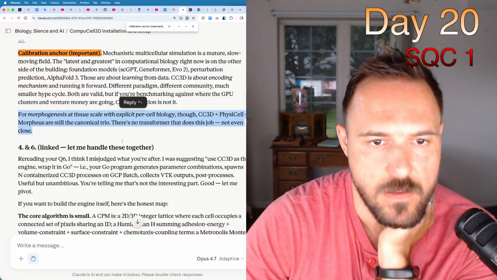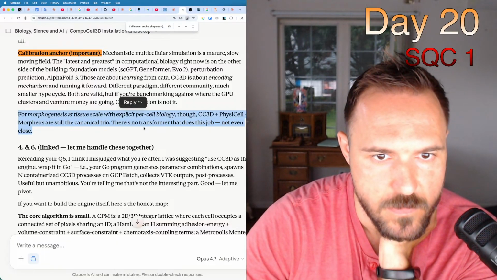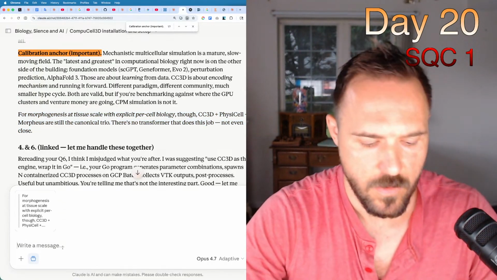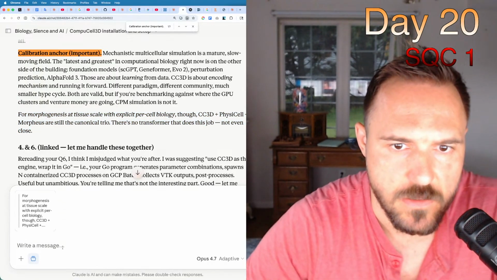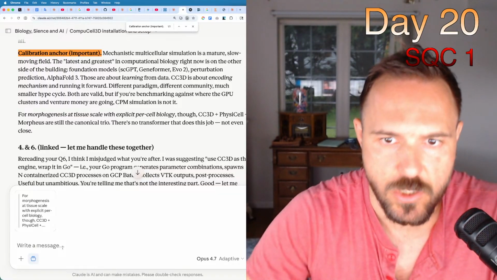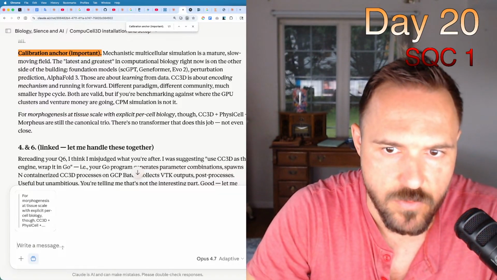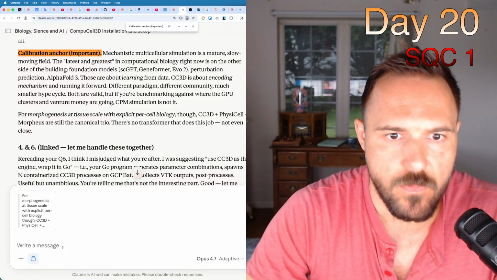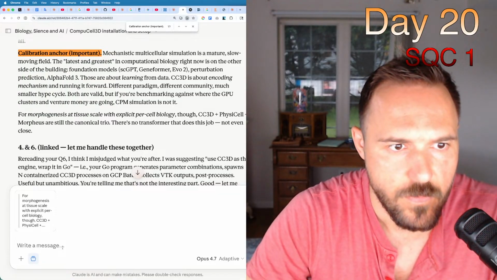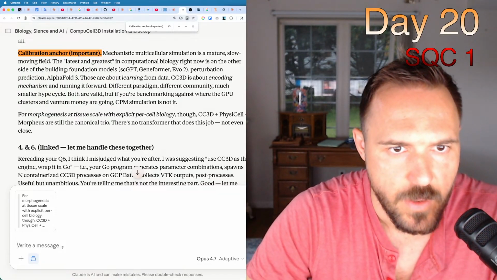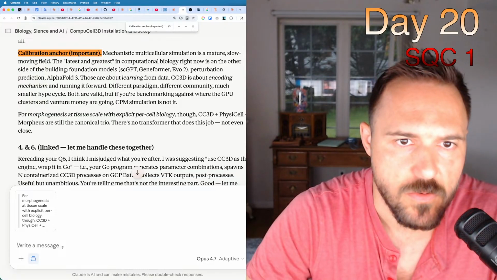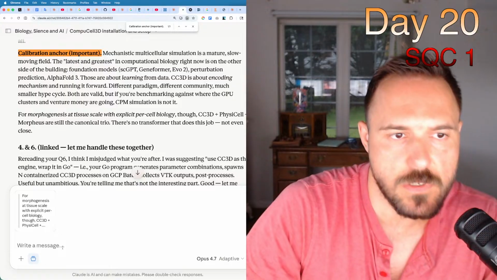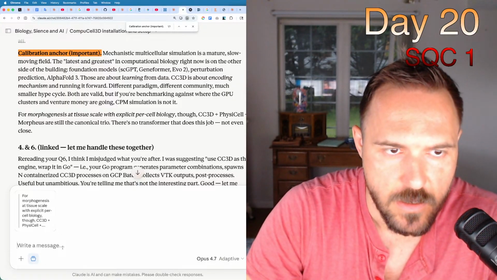What does that mean? What does it mean there is no transformer that does this job? Which job, and what is a transformer? Not even close. And regarding models that learn, like AlphaFold and so on, those are predicting, yes.